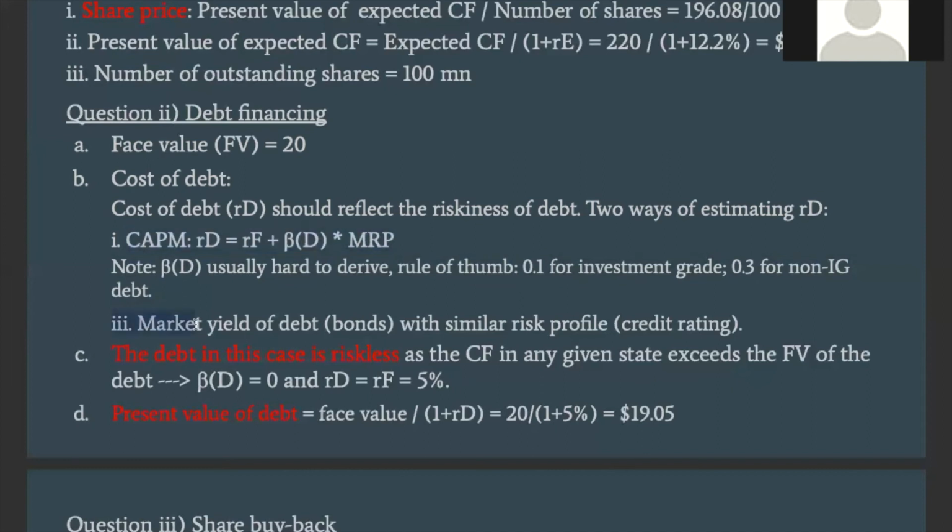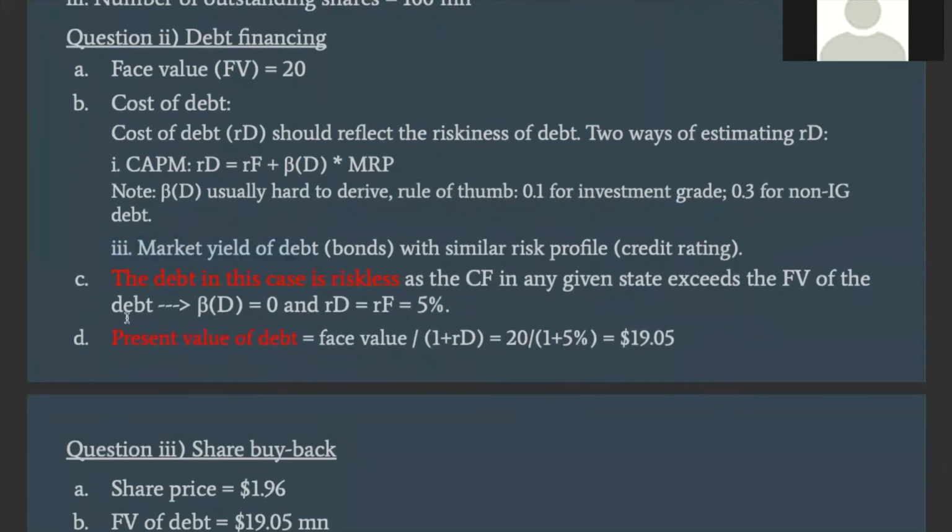The other method of estimating the cost of debt is using the market yield on debt with similar risk profile. What is important in this case is that the yield should reflect the risk profile of the debt that you are analyzing. And usually to understand the risk profile of a debt, we use the credit rating, which are issued by rating agencies like S&P or Moody's.